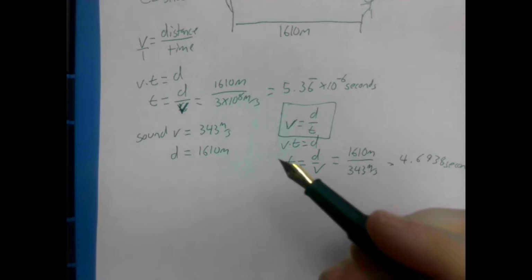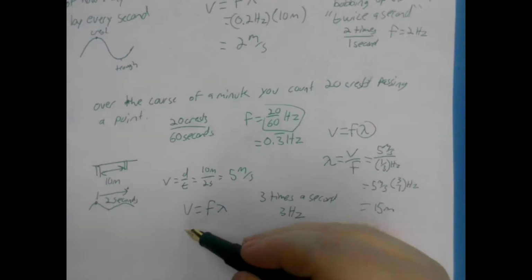When it says something like it occurs 20 crests in 60 seconds, so 20 crests in 60 seconds means 0.3 hertz, 20 divided by 60. Or if it says it happens 3 times a second, this means 3 hertz. I don't have anything super advanced. As long as you can do algebra with this equation, you're good, and also this equation.